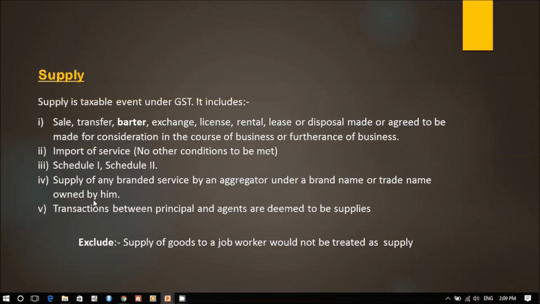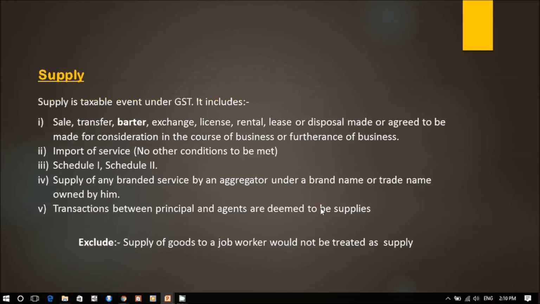So if an aggregator is supplying any branded service under his own brand name or the trade name, then it would be deemed as supply, and the transactions between principal and the agents are deemed to be supply. So if there is any transaction between the principal and the agent, then it comes under the ambit of supply, and it's a taxable event and the GST can be levied.